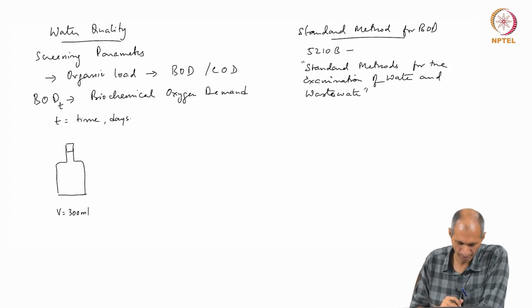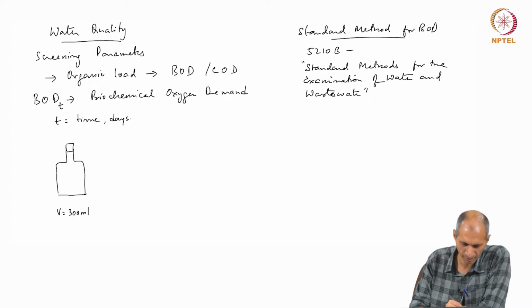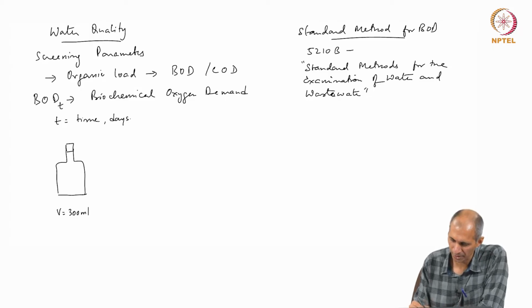So, there is something called a BOD bottle, which has a volume of 300 ml when you completely fill it, with no headspace. The reason it is called a BOD bottle is that the measurement of BOD is essentially the dissolved oxygen at initial time t equal to 0 minus the dissolved oxygen at some later time. This is essentially the biochemical oxygen demand. Okay.